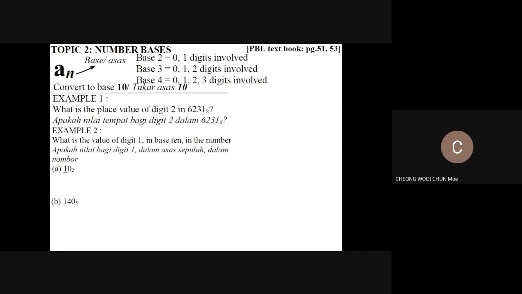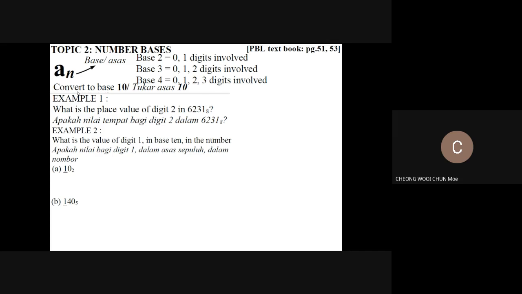So topic 2, number bases. So this A is a number. This one, small n, is called the base. So there will be base 2, base 3. They start from base 2, base 3, base 4, base 5, base 6, base 7, 8, 9, 10, and so on. For base 2, there are 2 digits, 0 and 1. Base 3 has 3 digits, 0, 1, 2. Base 4 has 4 digits, 0, 1, 2, 3.